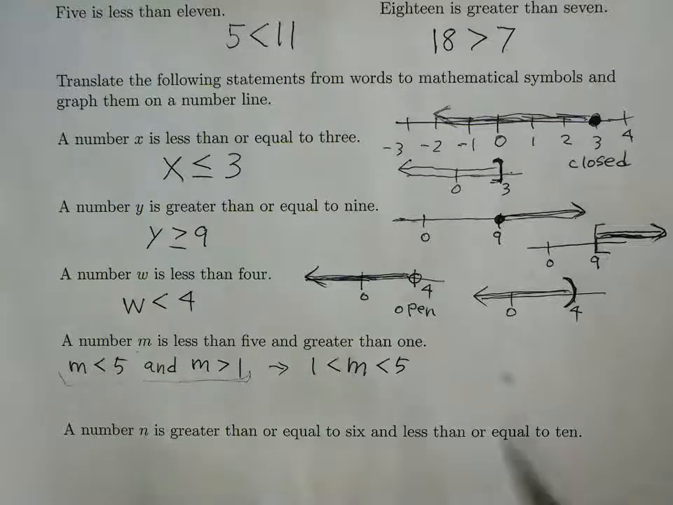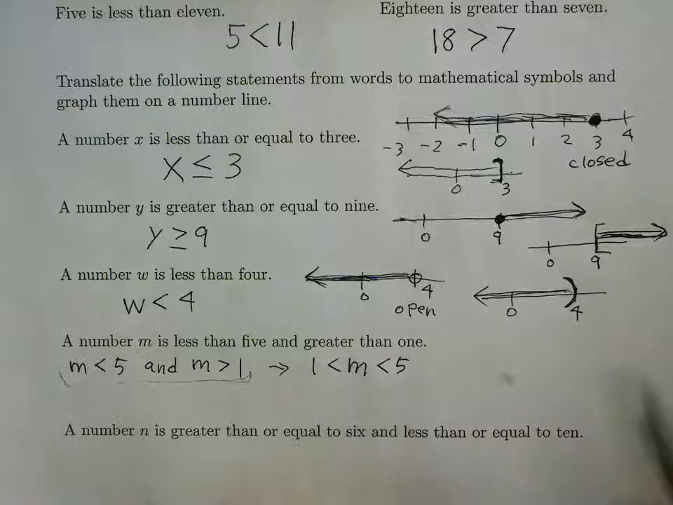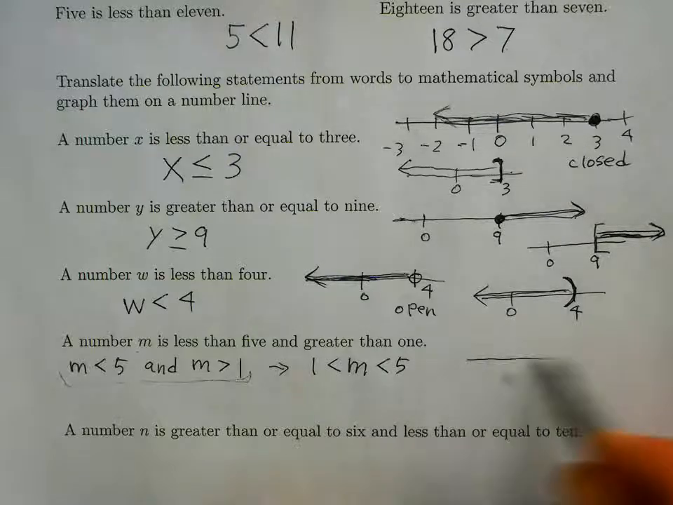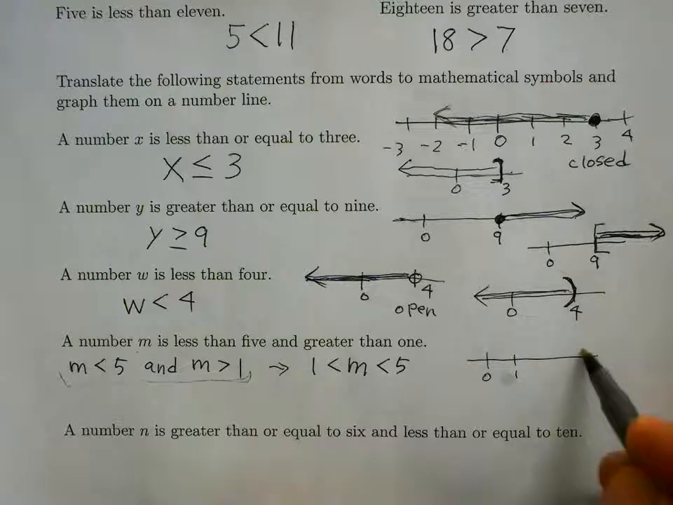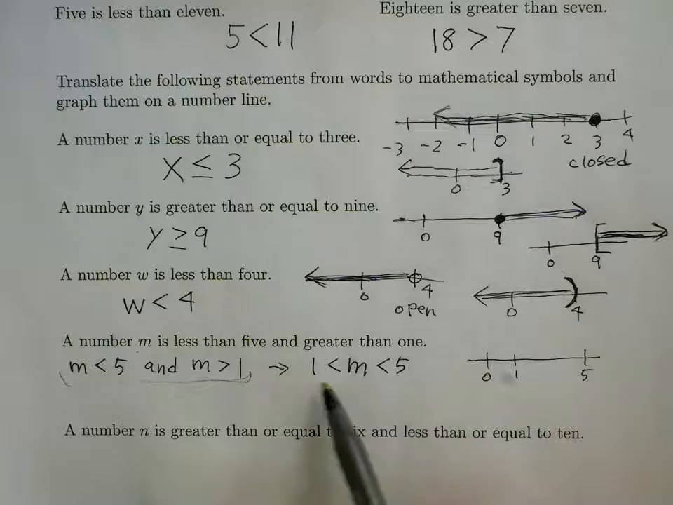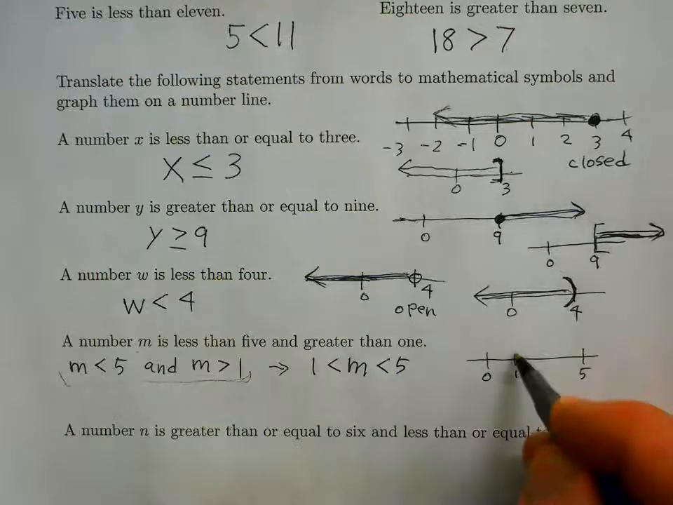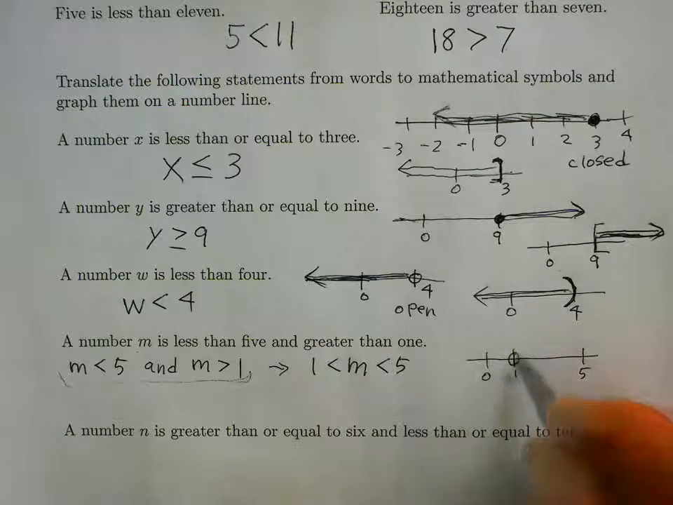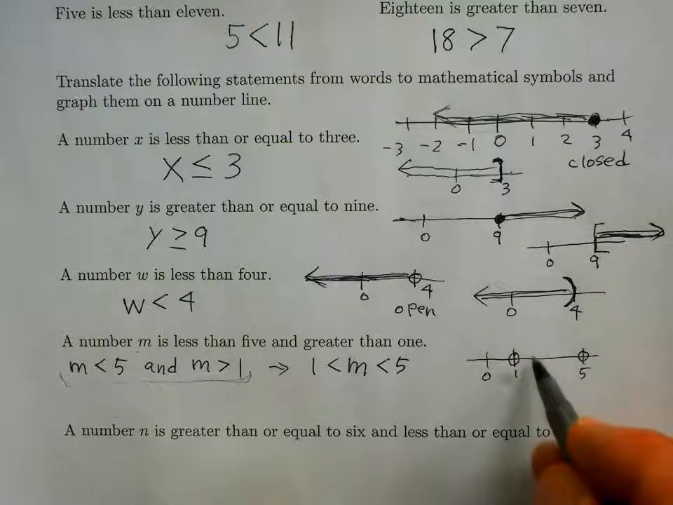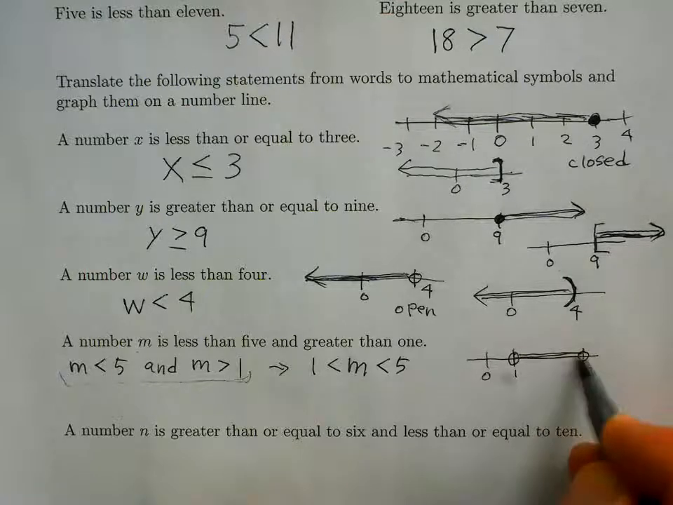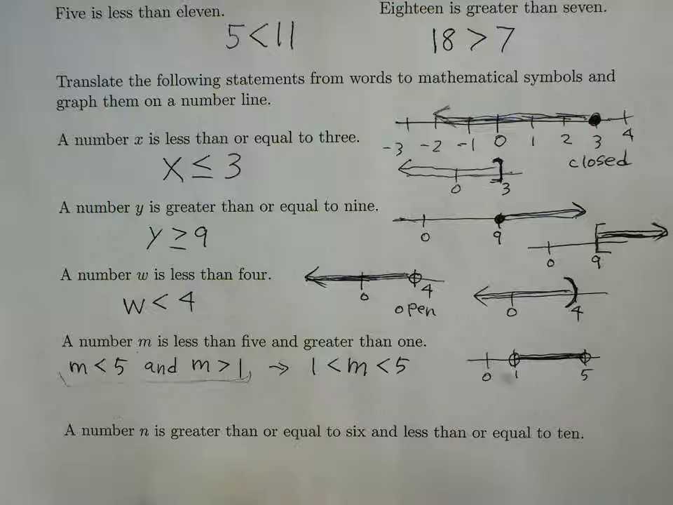So if we graph this, then we plot the numbers 1 and 5. 1 is less than m and m is less than 5. So we put the open circles at the endpoints, and then we shade everything else in between. Alternatively, you could put parentheses at 1 and 5.